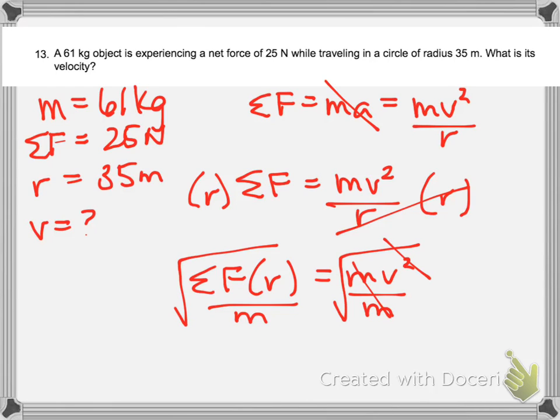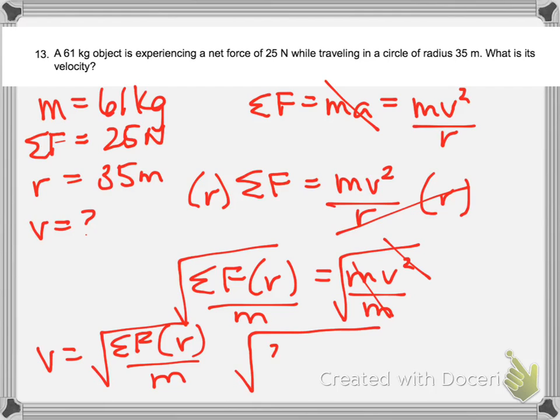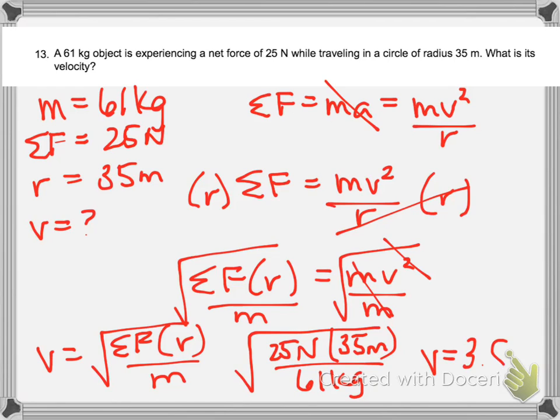So what we'll end up with is velocity equals the square root of the net force times the radius divided by the mass. We have all of those numbers, so we can plug in 25 newtons times our 35 meters divided by our 61 kilograms. And when we do all of that math, not forgetting to square root your answer, you will get a velocity of 3.8 meters per second.